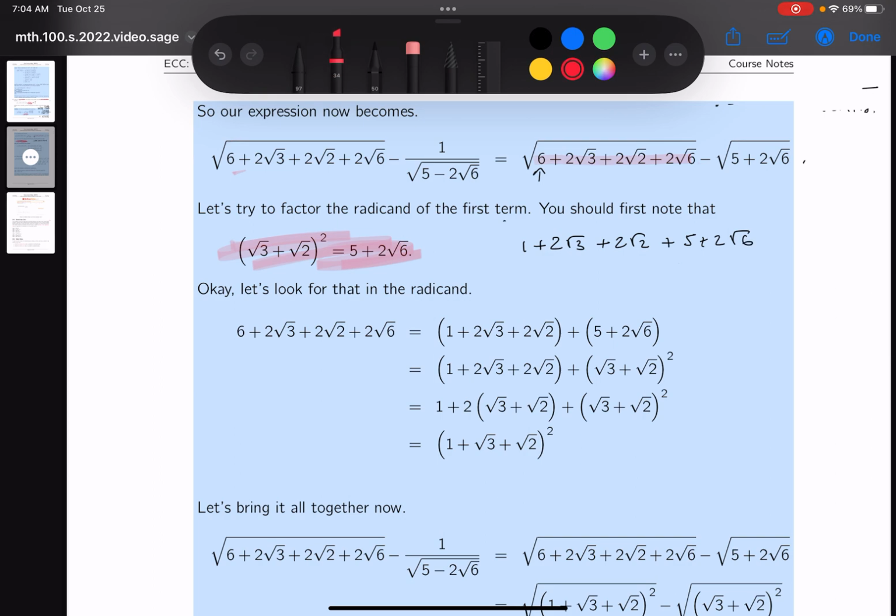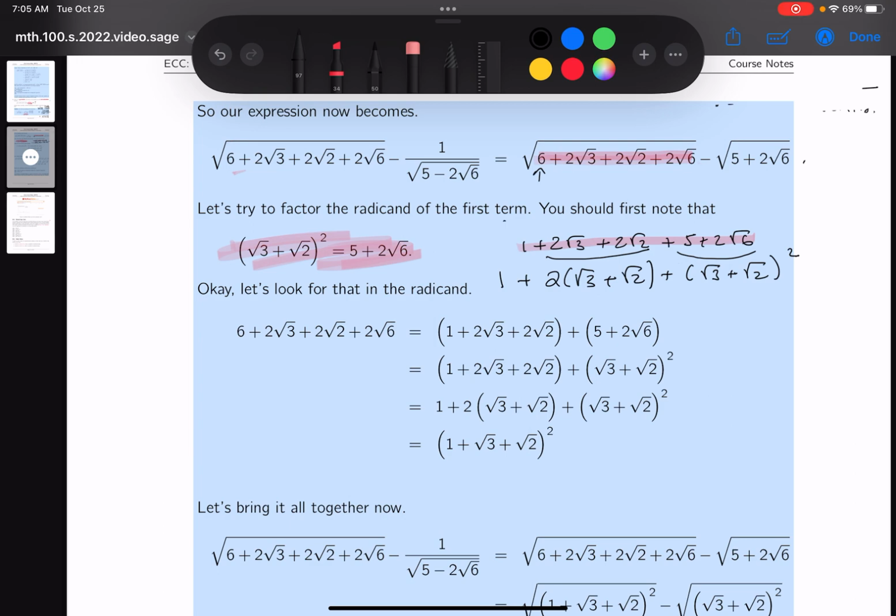So this here and this here are identical, and that's an important thing. Now this over here is going to be something pretty simple. What is it going to be? Root 3 plus root 2 squared. Now I'm going to write this a little differently. I'm going to write this as 1 plus 2 root 3 plus root 2.